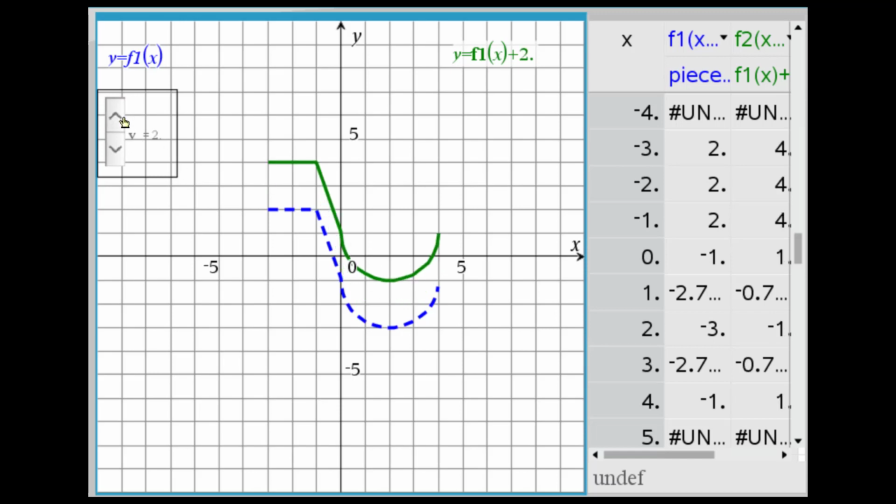Y equals f1 of x plus 2, again notice the plus 2 is outside the function. Graph, table, f1 of x plus 3, y equals f1 of x plus 4. And then we can also look at it, y equals f1 of x minus 1. Notice how it compares to the parent function, both in the graph and the table. Y equals f1 of x minus 2, and so on.